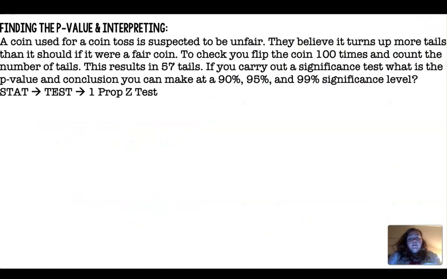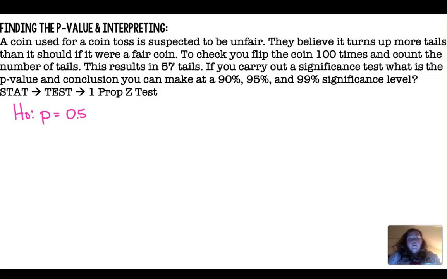All right. Finding the p-value and interpreting. A coin used for a coin toss is suspected to be unfair. They believe it turns up more tails than it should if it were a fair coin. To check, you flip the coin 100 times and count the number of tails. This results in 57 tails. If you carry out a significance test, what is the p-value and conclusion you can make at a 90, 95, and 99% significance level?